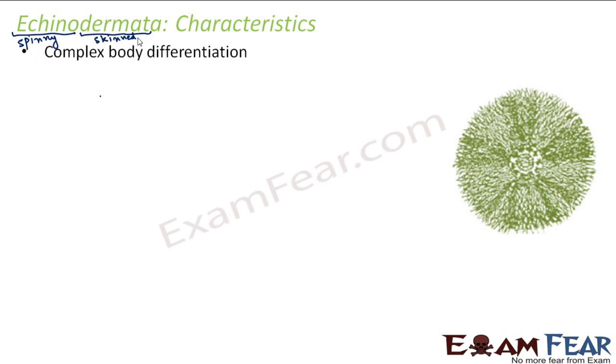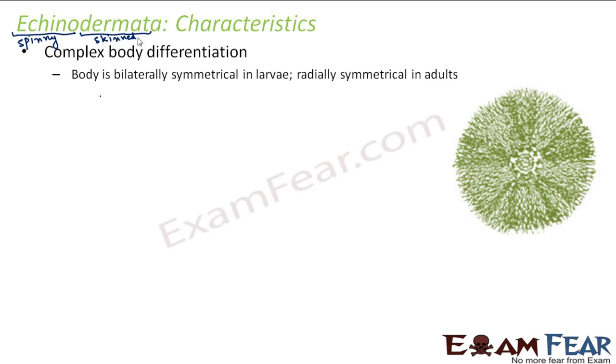They also have a very complex body differentiation. The body is bilaterally symmetrical in larva, whereas radially symmetrical in adults. So that is one uniqueness in Echinodermata: the symmetry of the body changes as the larva grows into an adult. This shows that they have a larval stage involved, so the development is indirect. Here in the picture you can see that radial symmetry is present in an echinoderm.